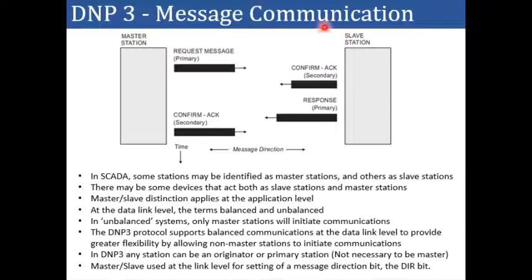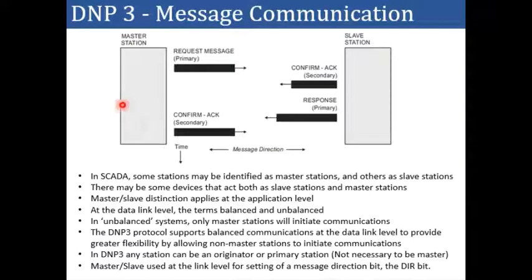Now the DNP3 message communication. In case of DNP3, we see balanced data communication. That means master as well as slave can initiate the primary data frame. So the master station will send the request frame to the slave. The slave will confirm through acknowledgement, and then the slave will start sending the data, and in return the master will confirm the receipt of the data.